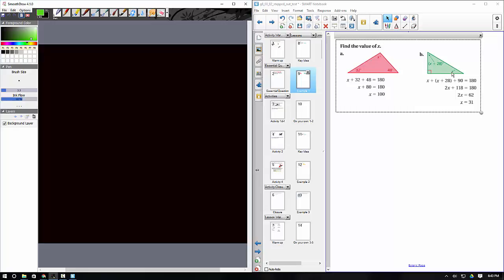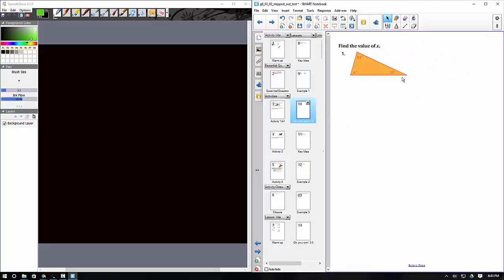Now to figure out these measurements, remember this is 31, but this is 31 plus 28. So my answer isn't just 31 here. This angle is actually going to be 59. And this angle is 90. And when I add all 3 of them together, I should get 180. So try finding this value and press play. And this one, and press play. There you go.